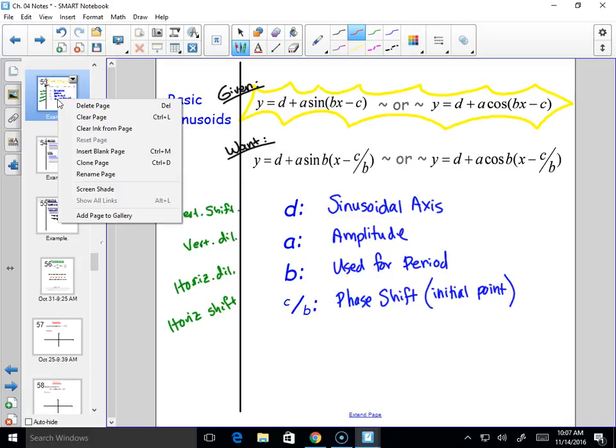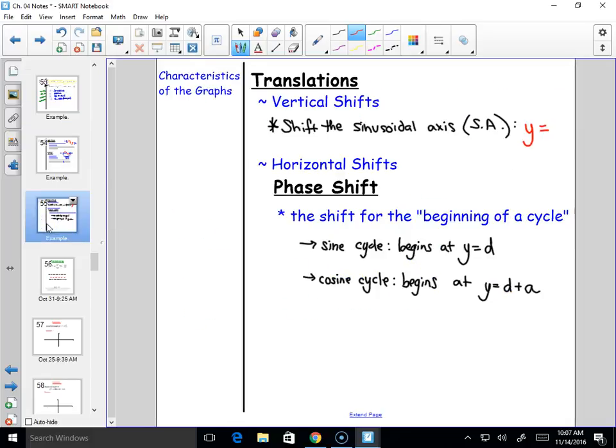That's where the sinusoidal axis is, so at y equals D. We'll get back to that. And I'll show you a picture of what he is and do some examples, etc.